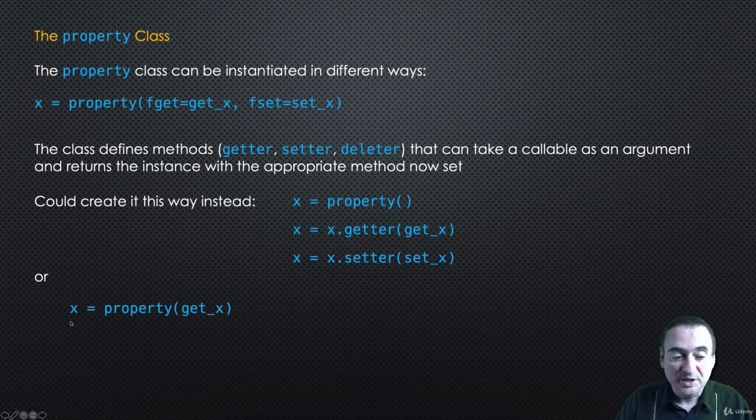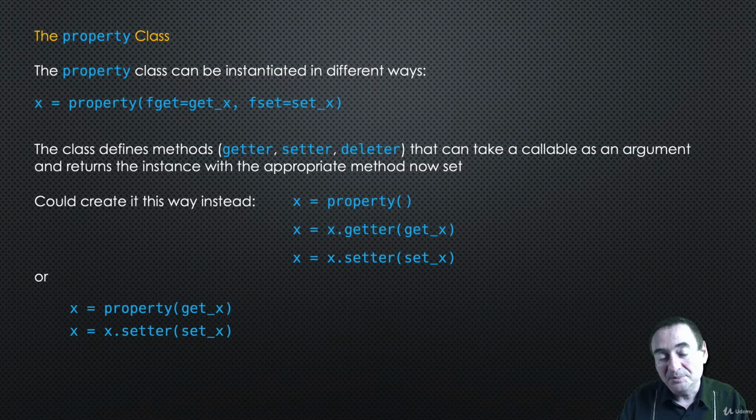So we could also do it this way. We could start and just specify property with just get x. So I've just specified the getter here, right? That's the first fget, basically the first argument in this initializer. So I can do it that way as well. And then I can say x equals x.setter and then pass it set x. So we have all these different ways that we can create these property objects. And even if we've created the property object and it doesn't have all the data that it needs for the getter and the setter and the deleter, we can incrementally add to it as we go along by using these methods, getter, setter, deleter.